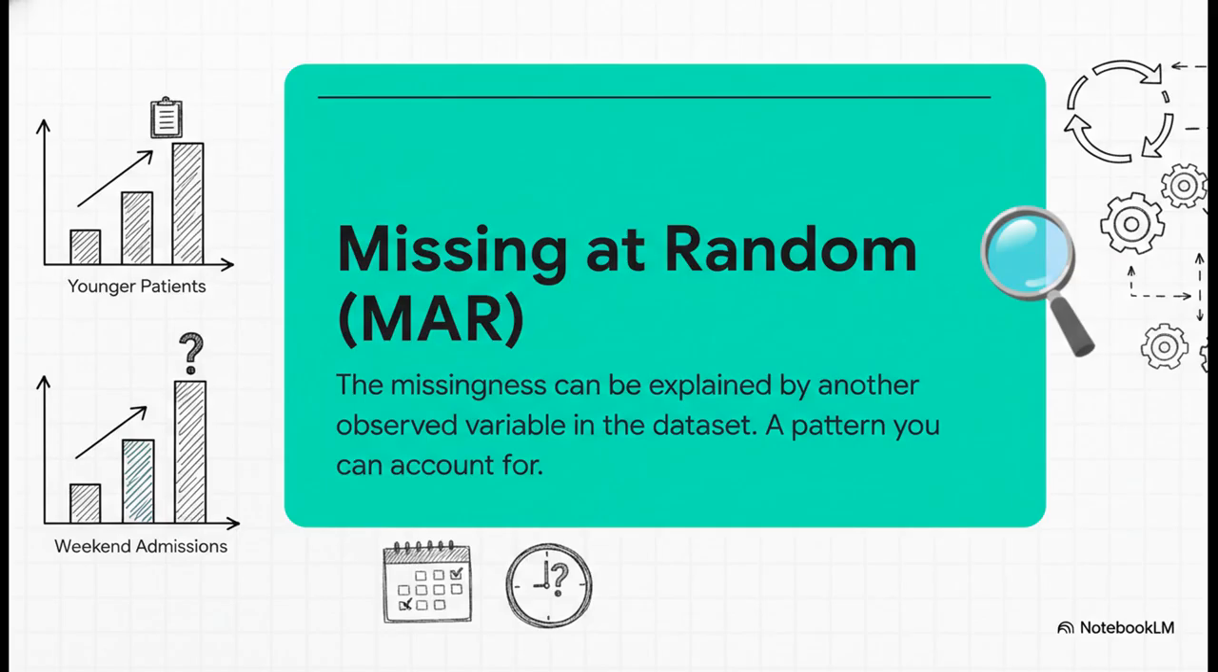Okay, next up is Missing at Random, or MAR. Now, this one is way more common, and the key difference here is that there is a pattern to the missing data. But, and this is the important part, you can explain that pattern using other information you already have in your data set. For instance, maybe you notice that follow-up labs are missed more often for your younger patients, or perhaps for patients who get admitted over a long weekend. See, it's not totally random, it's connected to something else that you can actually see and account for.